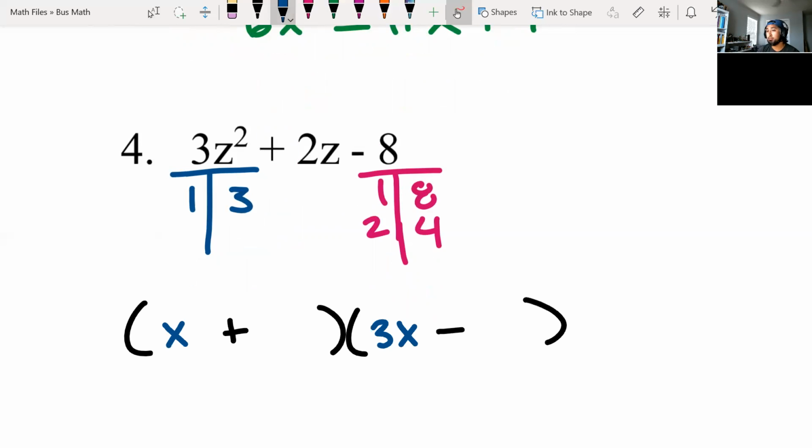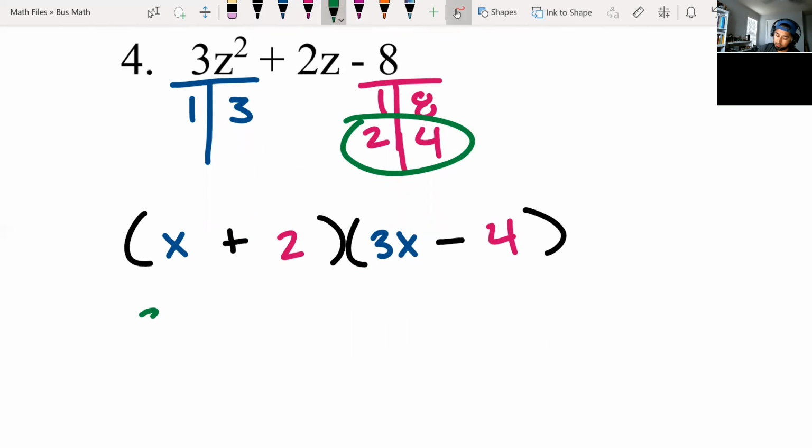And now we have to be smart. We have to make an educated guess. Do you guys want to try 1 and 8, or do you want to try 2 and 4? Two and 4. Let's go 2 and 4. Okay. Let's see if this works out for us. I'll put a 2 there. Oops, needs to be red. I'll put a 2 there. I'll put a 4 there. Let's see what we get.